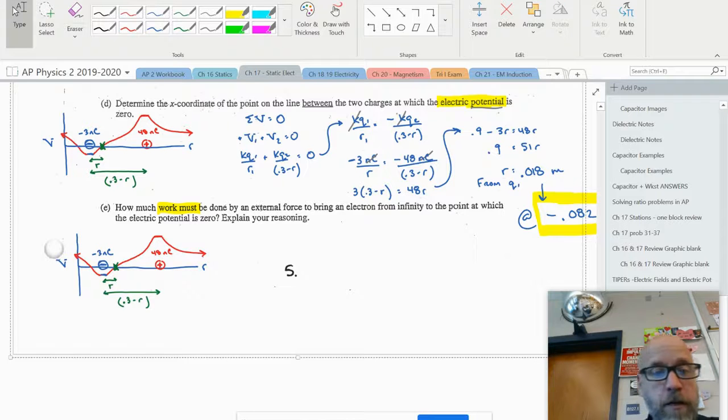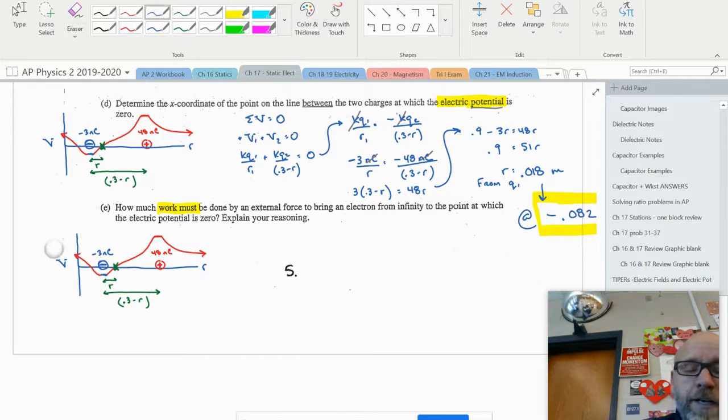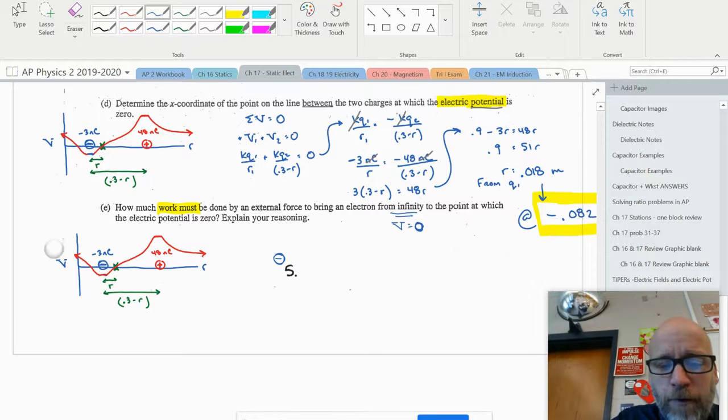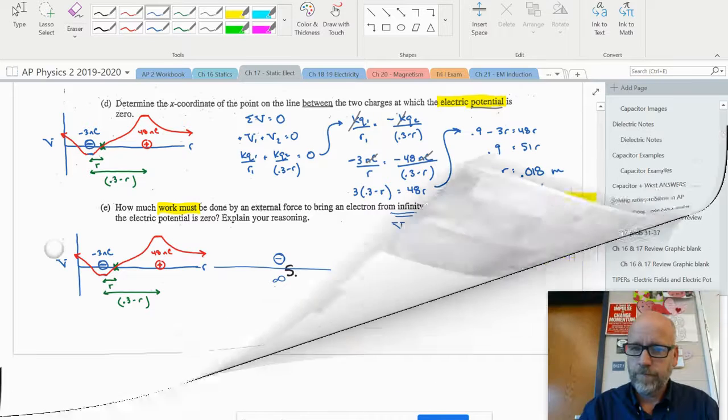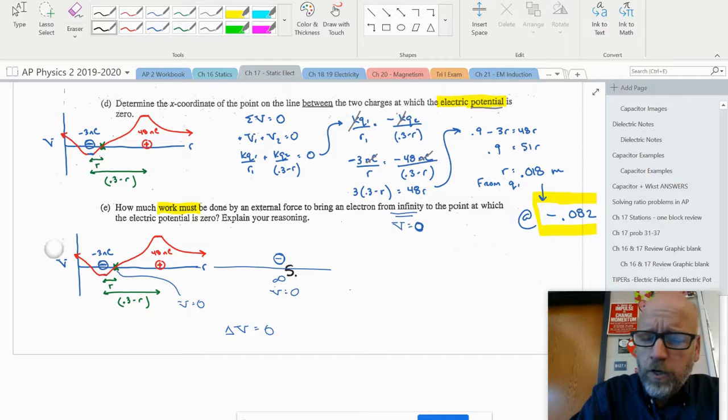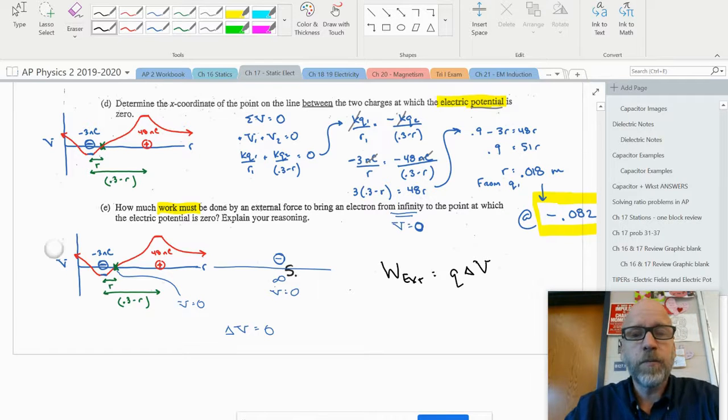Okay, if I was to take an electron from really, really far away, when it's at infinity, what would the potential be caused by these two charges? Yeah, it would be 0. And if I bring it from this really far away spot at infinity, where the potential is 0, to keep this simple, let's go to our formula. The work done by an external force would be equal to the charge times the change in potential.